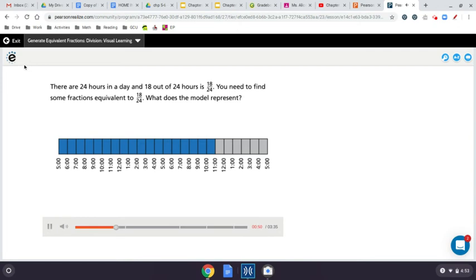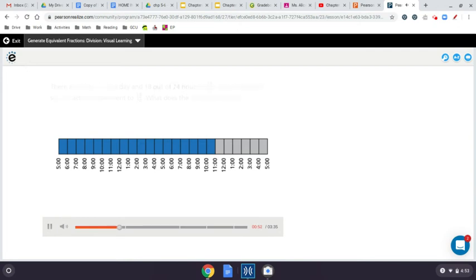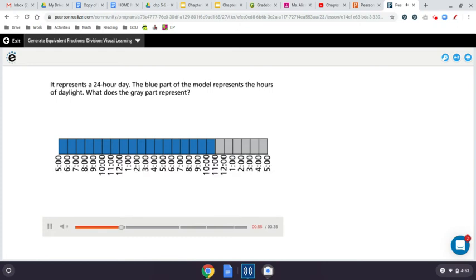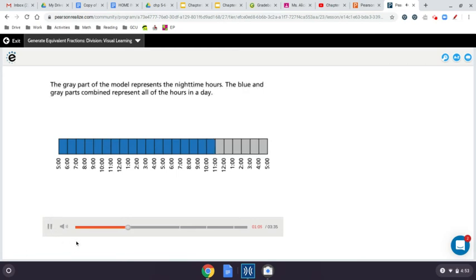What does the model represent? It represents a 24-hour day. The blue part of the model represents the hours of daylight. What does the gray part represent? If the blue represents how many hours a day there's daylight, then the gray would have to represent how many hours it is dark out. The gray part of the model represents the nighttime hours. The blue and gray parts combined represent all of the hours in a day.